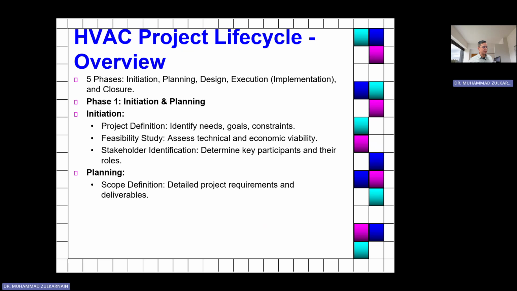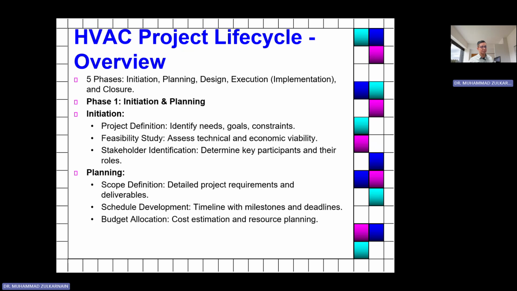And then planning: scope definition, detailed project requirements, and deliverables. That means our design should be deliverable, possible to implement. And schedule development: we should respect the timeline with milestones and deadlines. And then the budget allocation. So based on the budget, we can choose the quality of the devices.